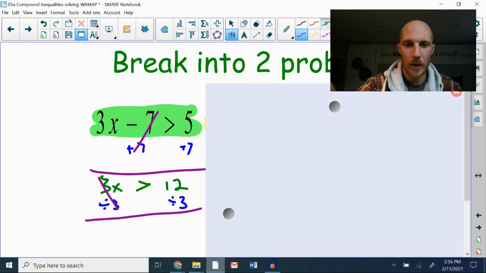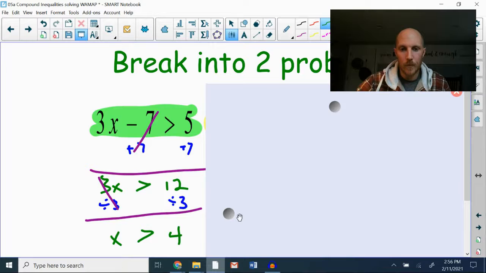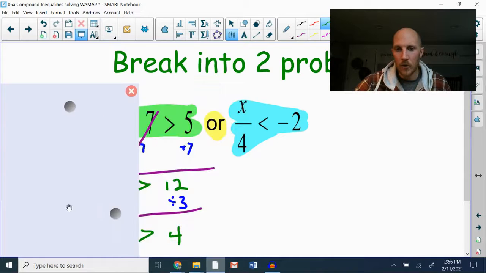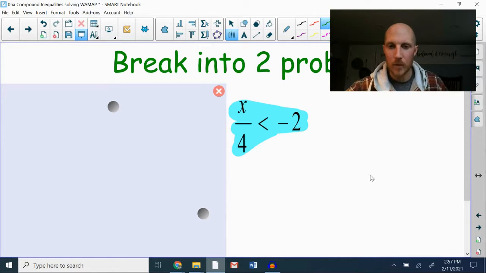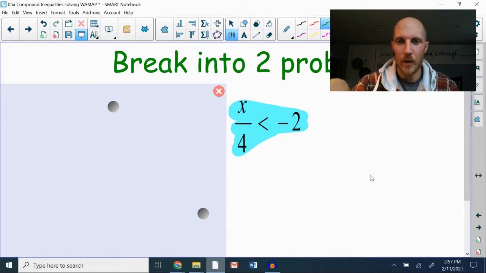And these 3's are going to cancel. X greater than 4, just like we saw a minute ago. All right, and then here's the whole thing, but we're going to cover up all of this stuff all the way up through the word or. And the only thing we need to see here is just what I've highlighted in blue. The other part of the problem is irrelevant to what we're doing just for the next minute.